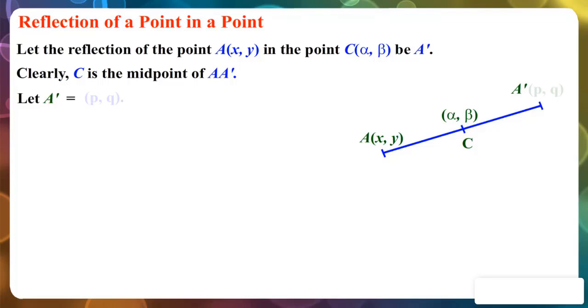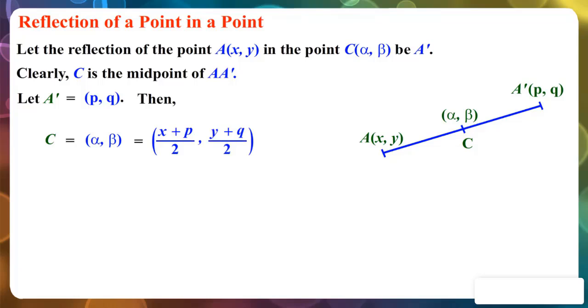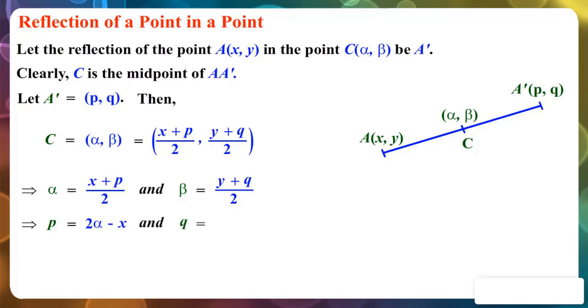Let A dash be (P, Q), then C, that is (alpha, beta), is equal to ((x plus P) by 2, (y plus Q) by 2). This implies alpha is equal to (x plus P) by 2 and beta is equal to (y plus Q) by 2. This implies P is equal to twice alpha minus x and Q is equal to twice beta minus y. Thus, A dash is equal to (twice alpha minus x, twice beta minus y).